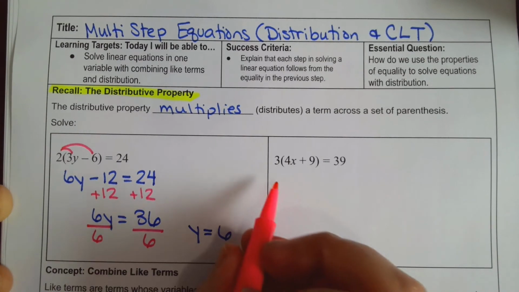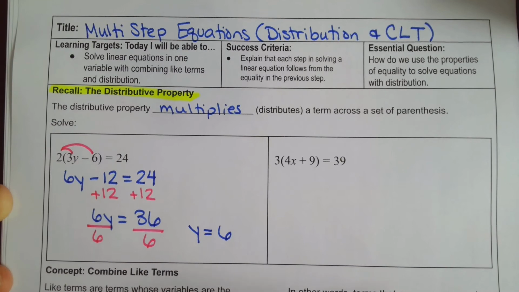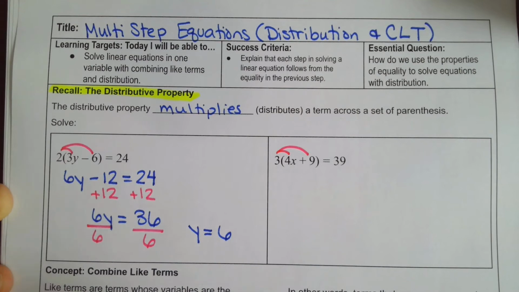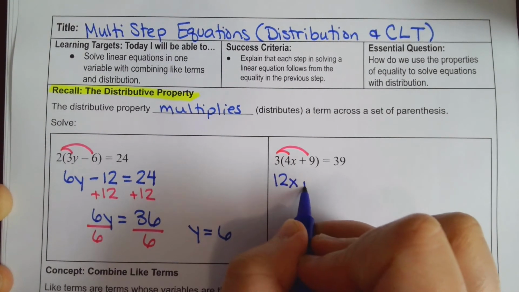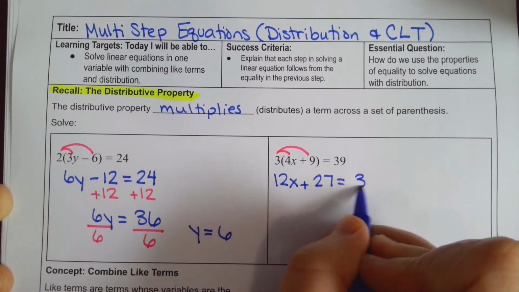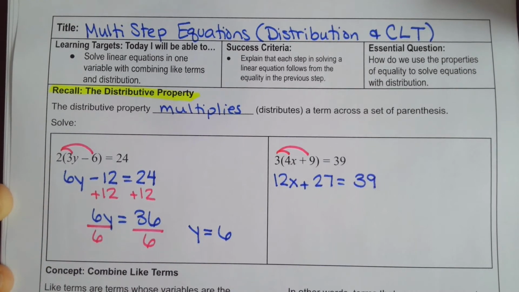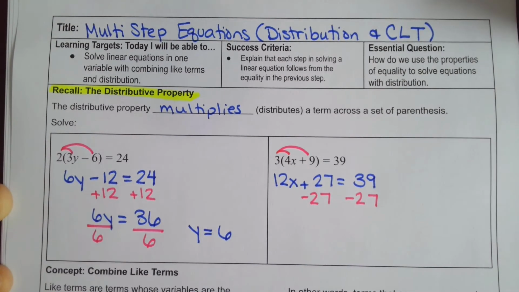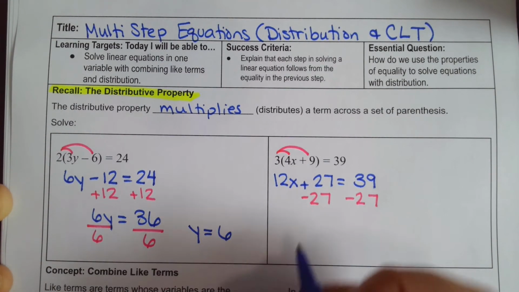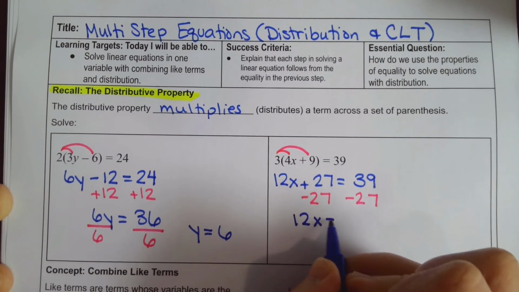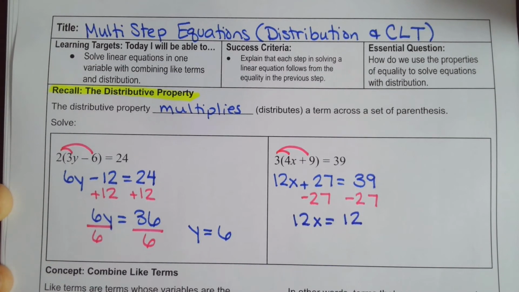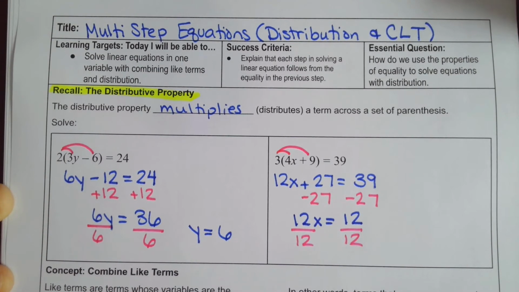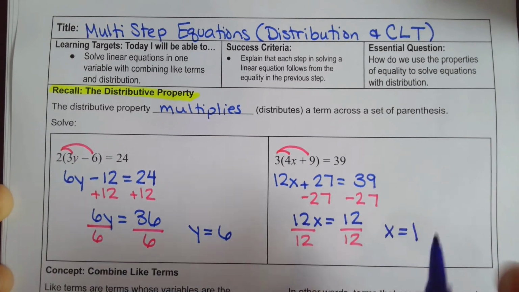All right, our second one, 3 times (4x plus 9) is equal to 39. Again, we start with distributing the 3. So we have 12x plus 27 is equal to 39. We're going to subtract 27 from both sides. And then we're left with 12x is equal to 12. And then finally, divide by 12, and we get x is equal to 1.